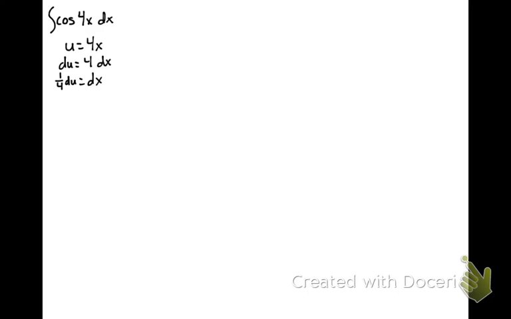So this becomes 1/4 the cosine of u du, and when we integrate this, we'll get 1/4 the sine of u plus c, and converting back to be in terms of x, we know that it's 1/4 the sine of 4x plus c, using u-substitution.